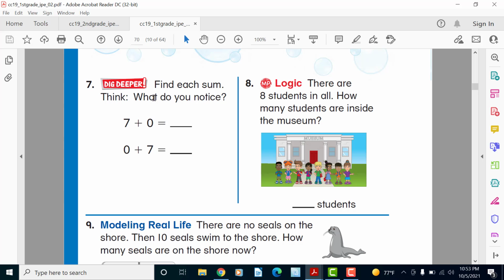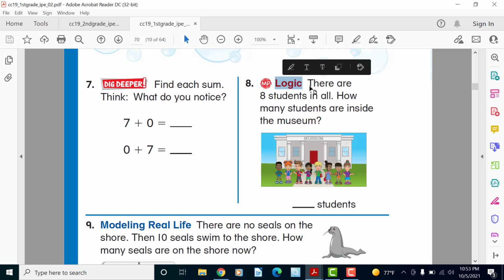All right, we had a similar question yesterday. Find each sum, then think, what do you notice? 7 plus 0, what's that? 0 plus 7, what's that? What do you notice that's the same? What do you notice that's different?